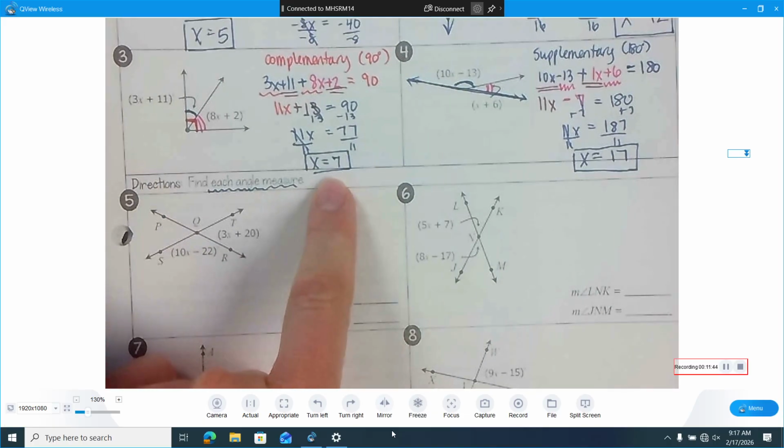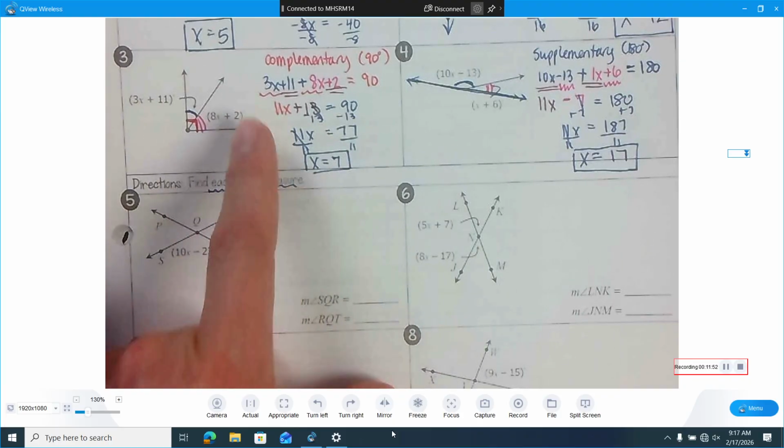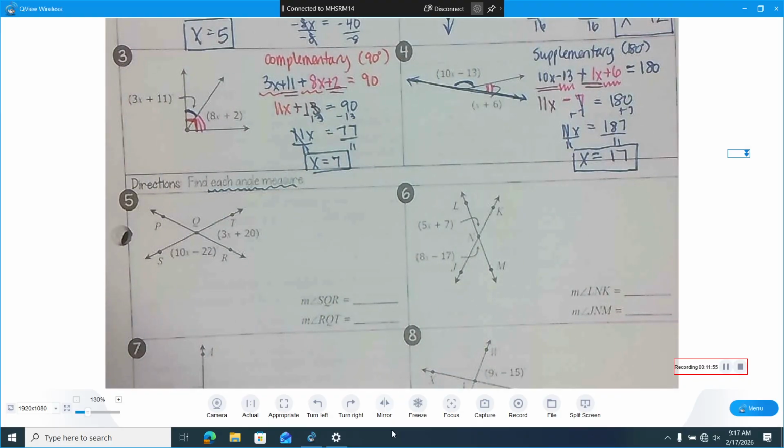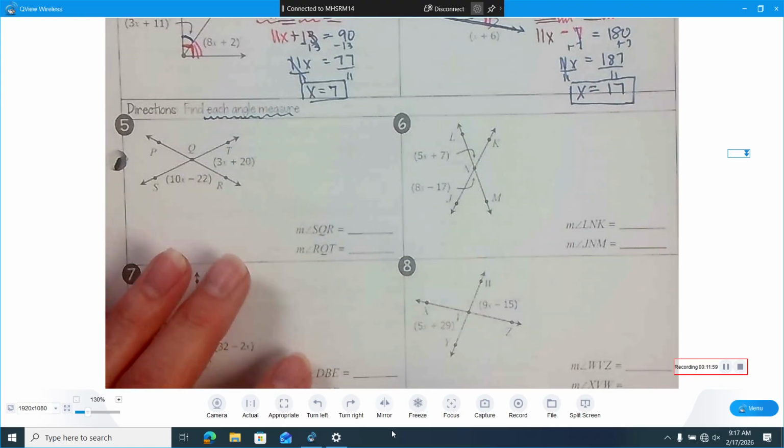We're going to do the same thing as before where we're going to solve for x, but that's just the x value. What can I do once I have my x value? Plug it back in, and that's going to give us how many degrees the angle is. So we're going to have to plug things back in.